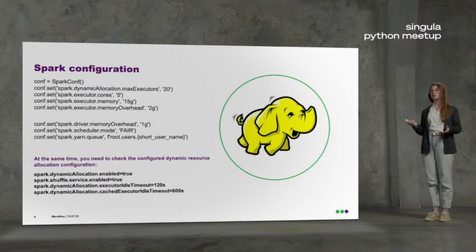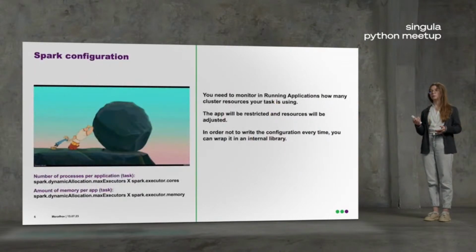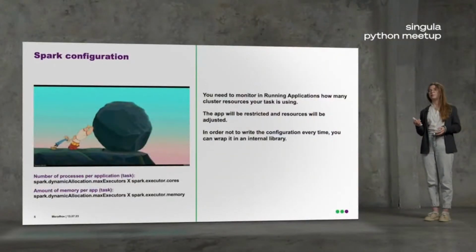When running the application, you can monitor how many cluster resources you are using. With this configuration, the task will consume no more than max executors multiplied by Spark executor cores of processors, and in the worst case no more than max executors multiplied by Spark executor memory. In order not to register the specified configuration every time, you can wrap it into an internal library. So we have defined the main parameters for adjusting the load on the cluster. Now let's talk about monitoring.